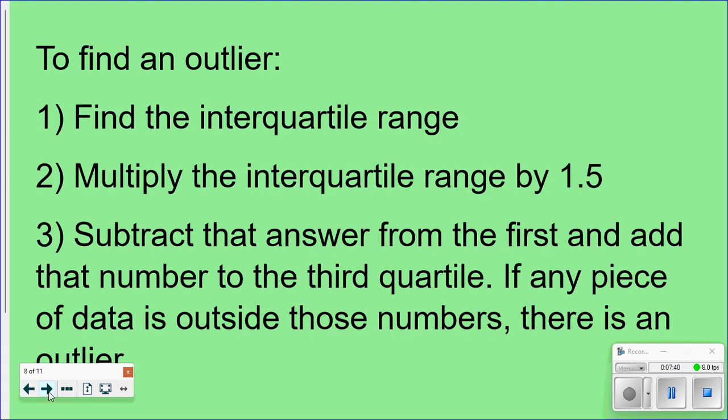So I have a step list or a checklist for you because that's honestly the easiest way to make sure you're doing it correctly. So the first thing you're going to have to do to find an outlier is find the interquartile range, meaning before this you have to find the median of the data, and you have to find quartile 1 and quartile 3. So you have to do a lot of things to be able to find the interquartile range.